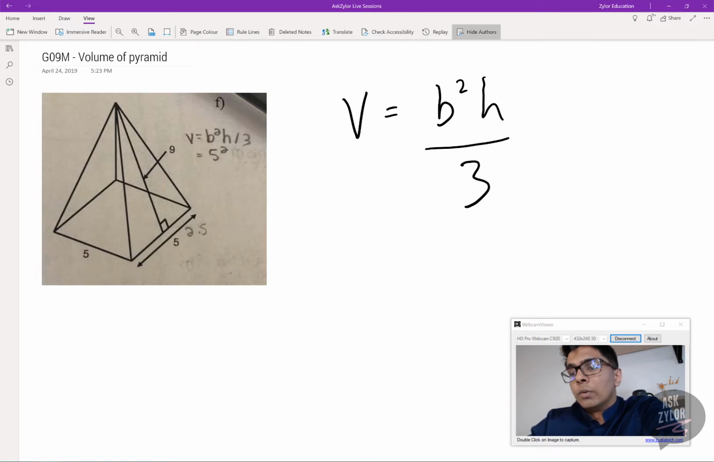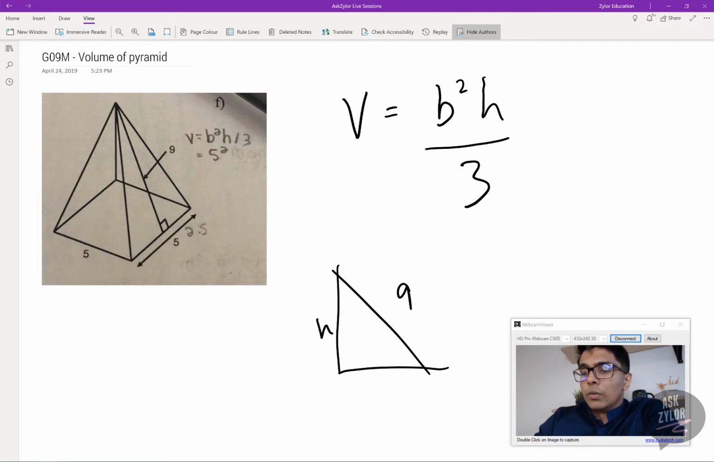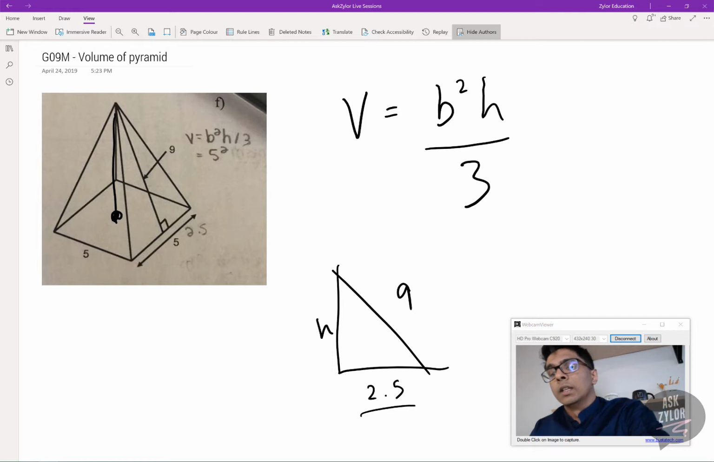So right now we have the base, but we don't have the height. We have the slanted height, we don't have the actual height. So we have the slant height, which is 9, right? But we also have the distance between the slant and the middle. So the middle will be exactly in the middle of the pyramid, and that we can say is exactly half of 5, which is 2.5.